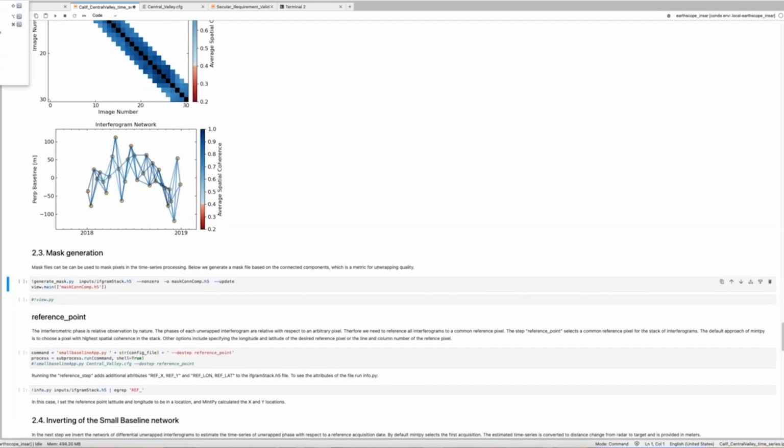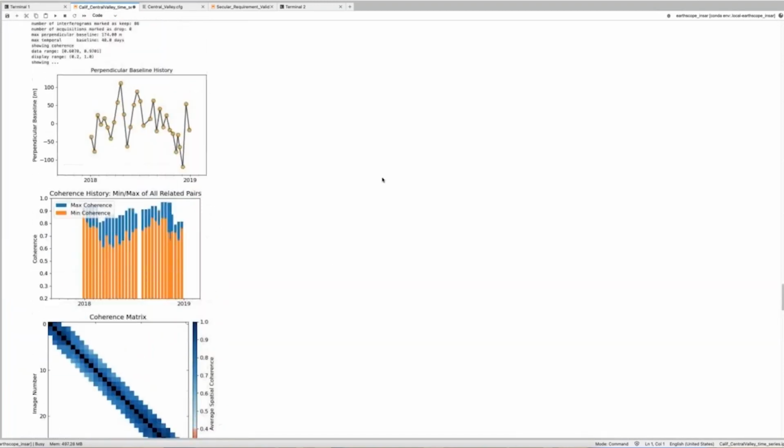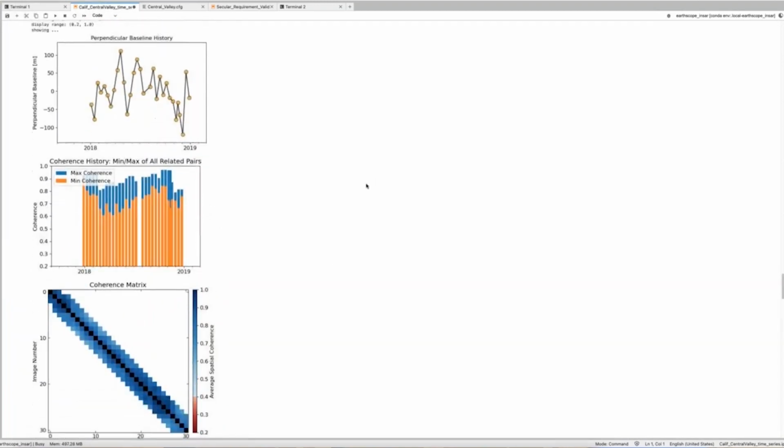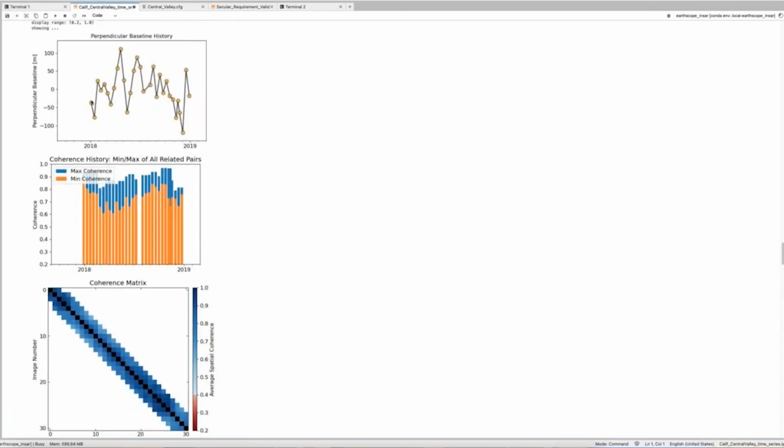I'm going to just run all the rest of the cells here. One of the things that for some satellites is important is how the perpendicular baseline is varying with time. With the Sentinel-1 satellites, they keep the perpendicular baselines very short. So basically we don't have to worry about this, but for other satellites, sometimes this is something we have to worry about.